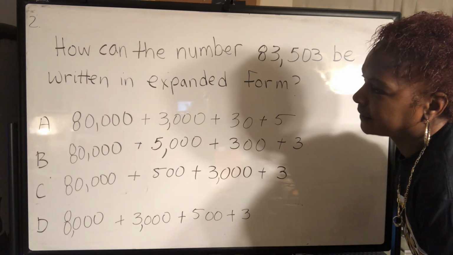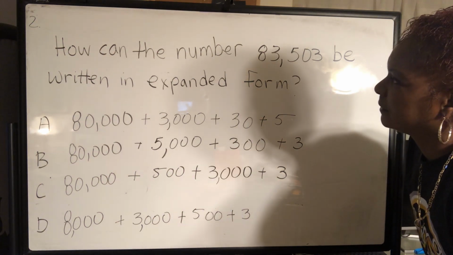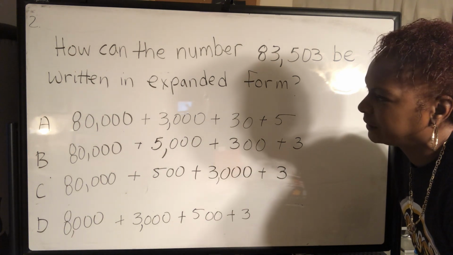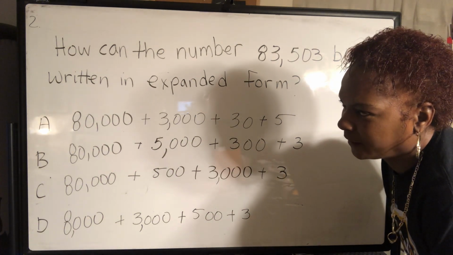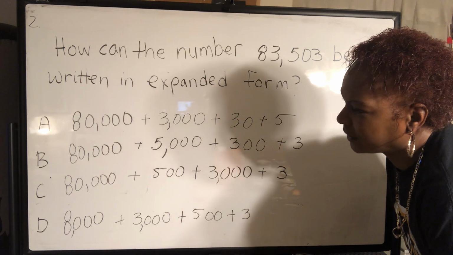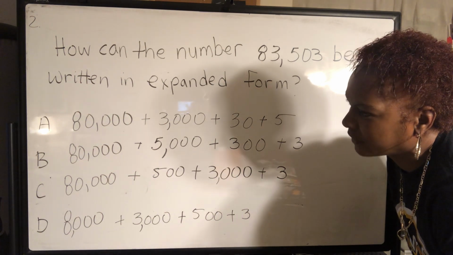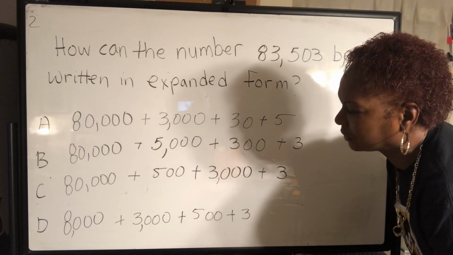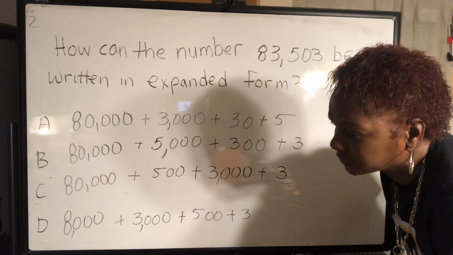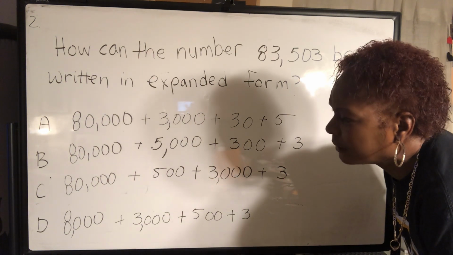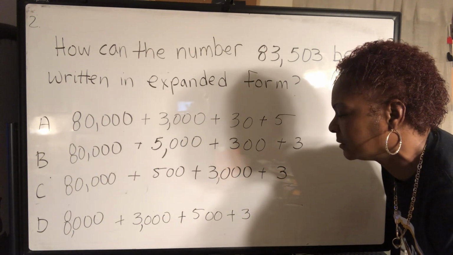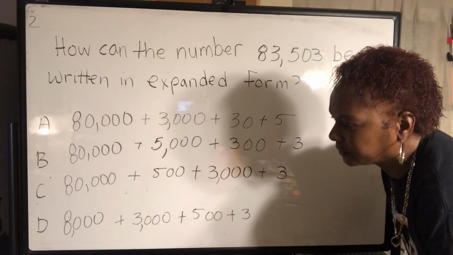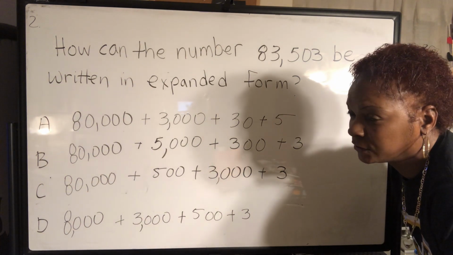All right, so our next problem is, how can the number 83,503 be written in expanded form? So choice A, we have 80,000 plus 3,000 plus 30 plus 5. Choice B, we have 80,000 plus 5,000 plus 300 plus 3. Choice C, we have 80,000 plus 500 plus 3,000 plus 3. And choice D, we have 8,000 plus 3,000 plus 500 plus 3.